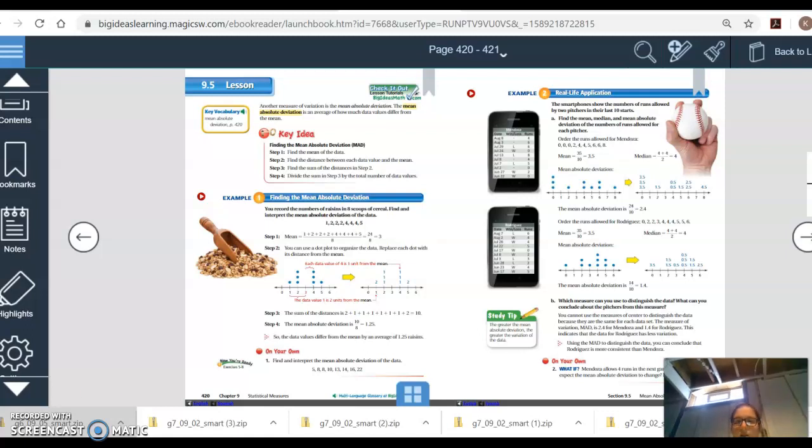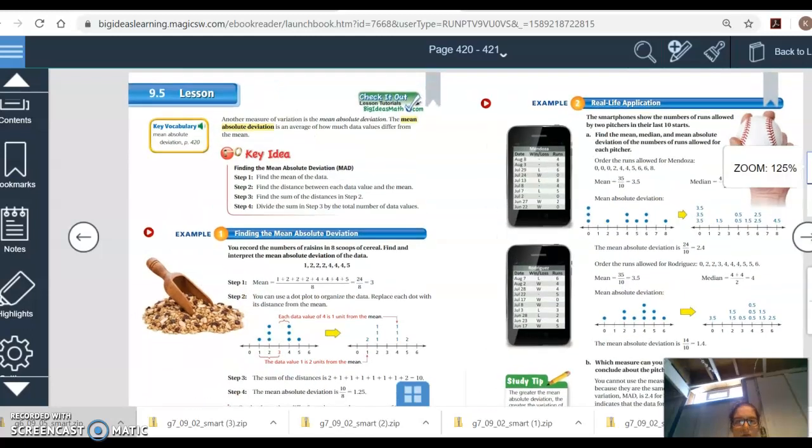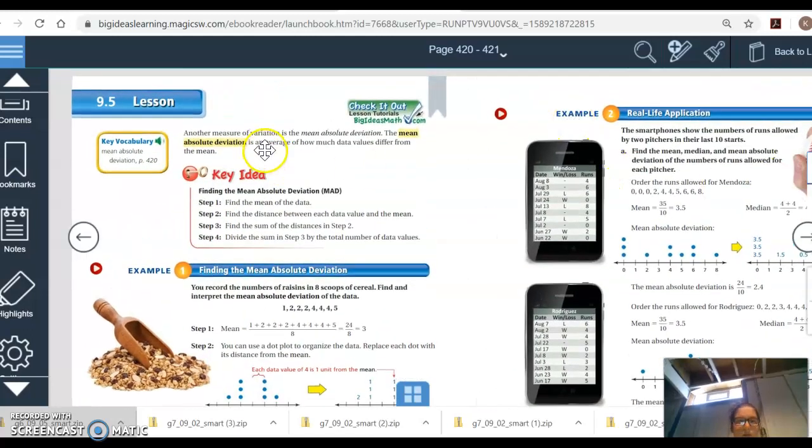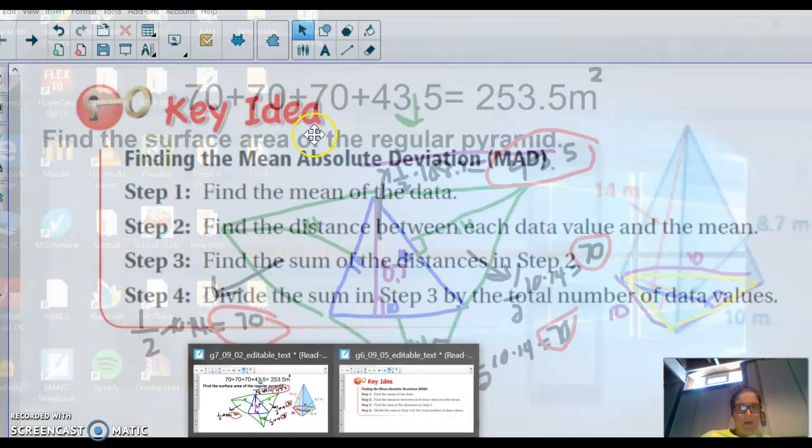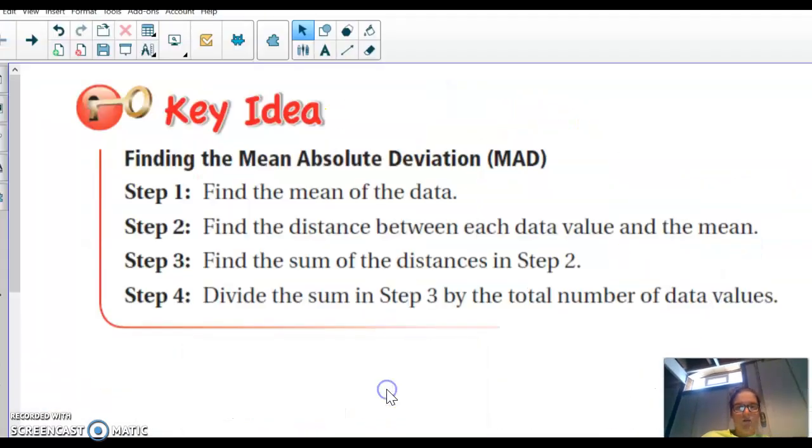Alright, so today we're going to learn about mean absolute deviation. This is just a picture of your book, if I zoom in a little bit more. It might be really good to read through these pages and what mean absolute deviation is. It is how far each of your data points differs from the mean.